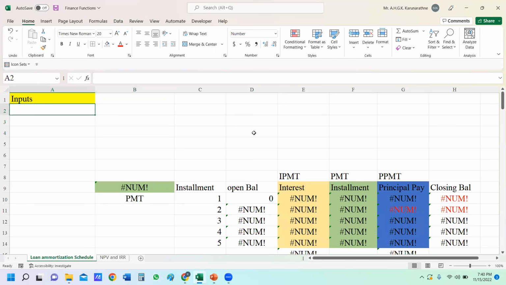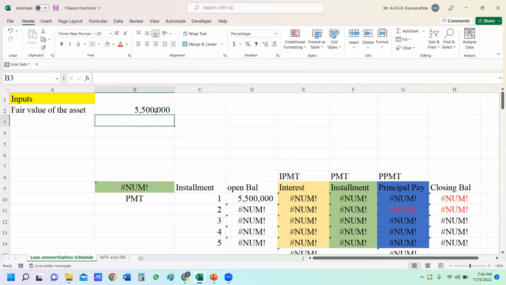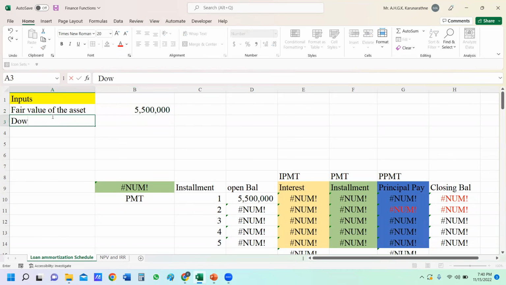Now, figures in columns. We'll take the fair value of the asset. It is 5.5 million. Then the down payment. Down payment, it is 1.5 million.